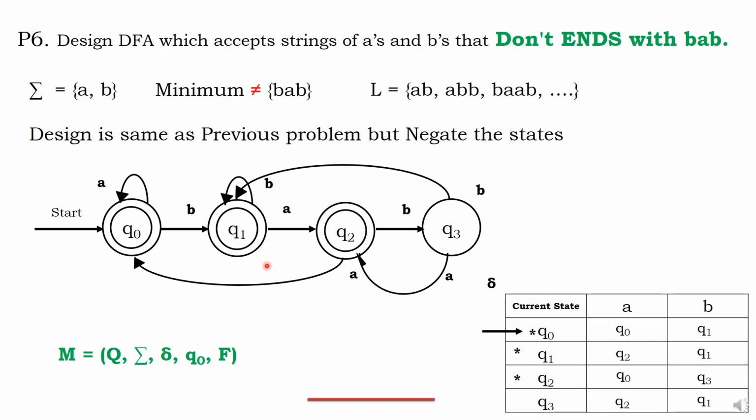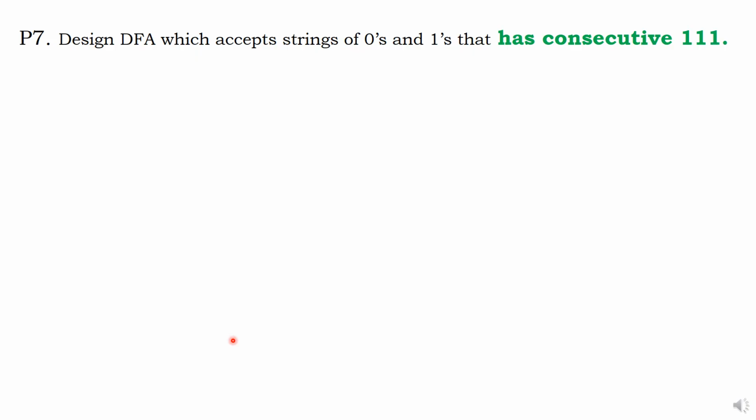So, the transition table, everything we can finish. Since there are three double circles, Q0, Q1, Q2 all become star. Starting is Q0. Okay, that's what we used to always say. F is nothing but the set of accepted final states. Let us see another problem.